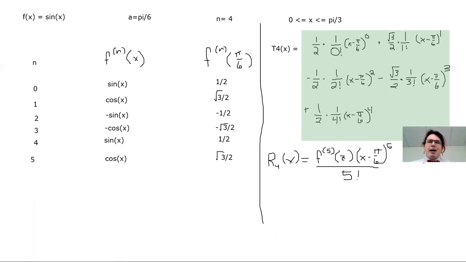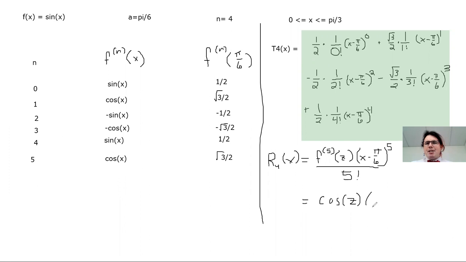And I need to multiply by (x minus pi over 6) to the power 5. That should be a 5, excuse me. And then all divided by 5 factorial. So this is going to be in the numerator. My 5th derivative is the cosine function. And it's going to be evaluated at some number z.